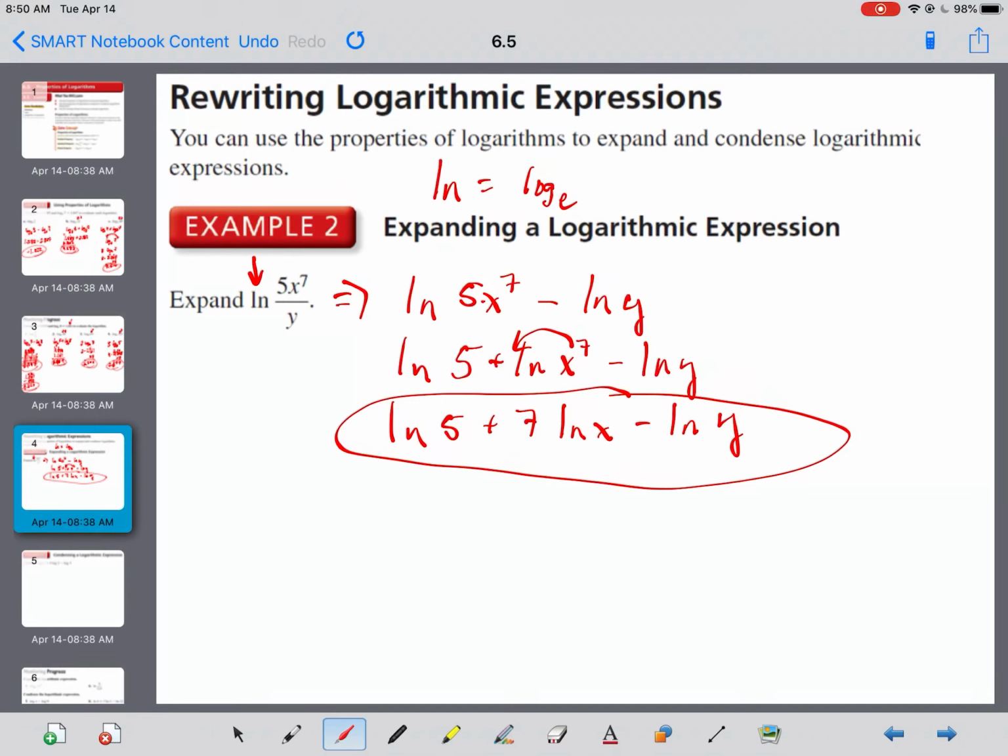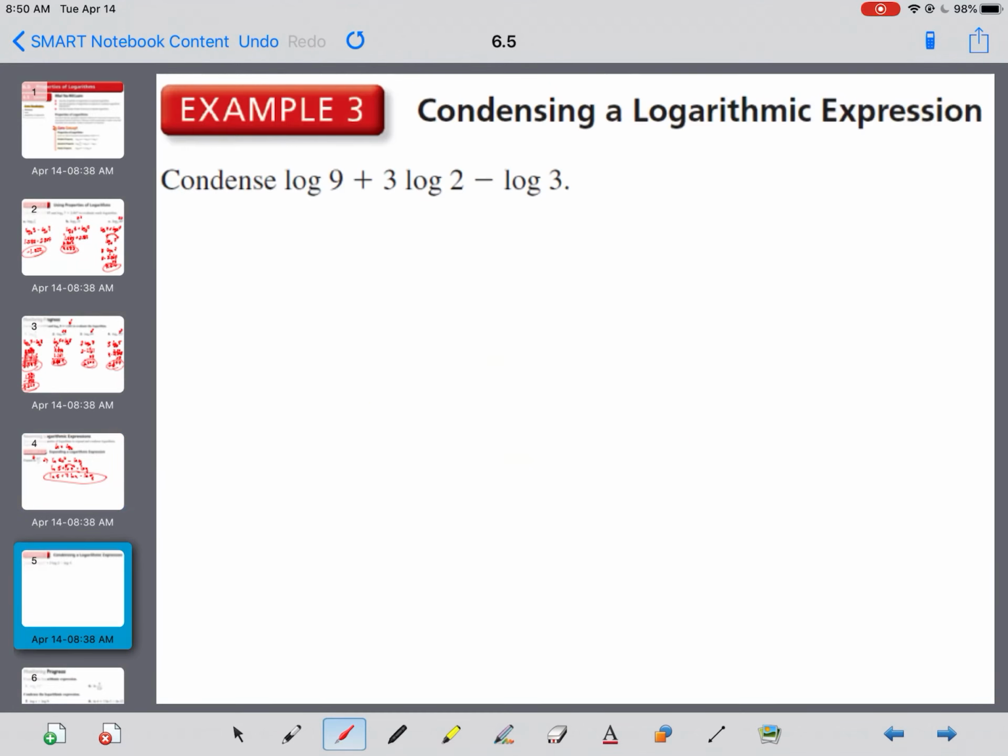It's not asking us to solve anything. There's not an equal sign in there anywhere. They just want us to use the property to break it apart as far as we can. Now we're going to reverse that. Okay? So we start with exponential first, and then we look at add, and then we look at subtract.